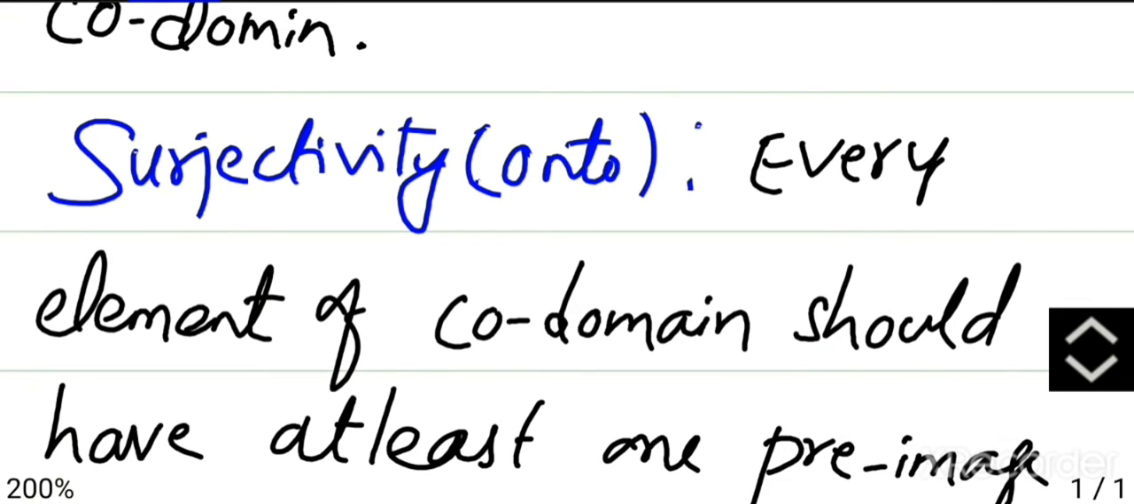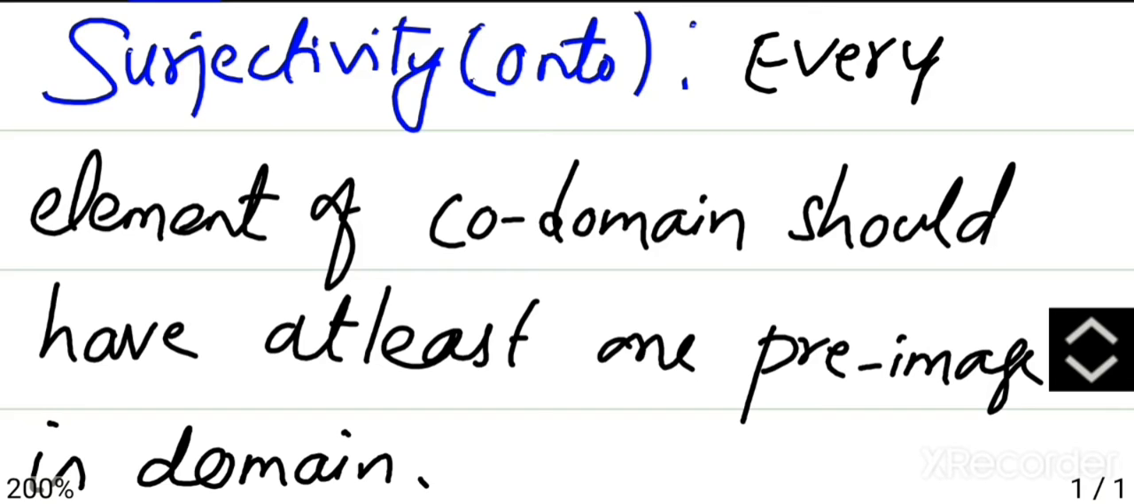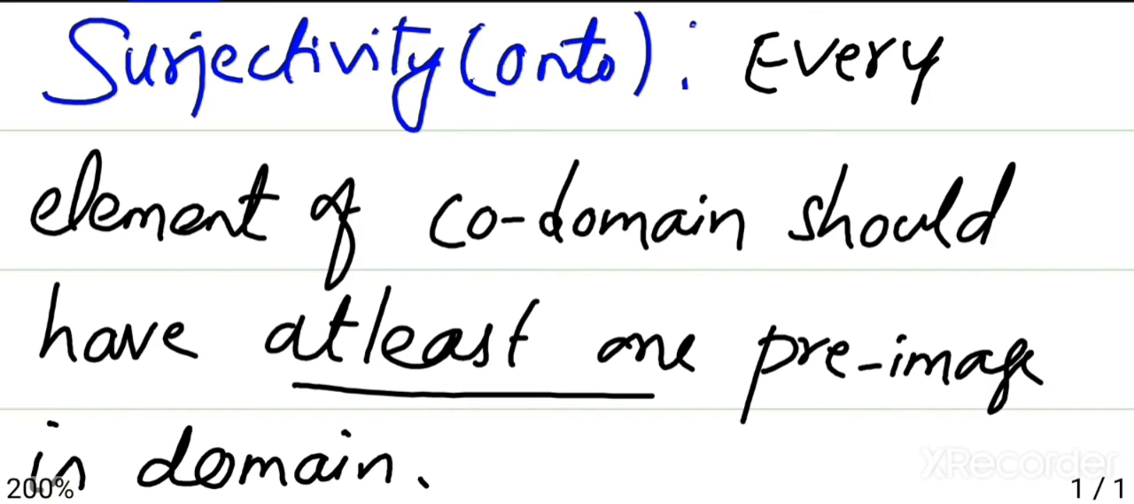The second is surjectivity, also called onto. What is onto? Every element of the codomain should have at least one pre-image. It can have one or more than one pre-image in the domain, then it is called onto. Now, how to solve the given problem?